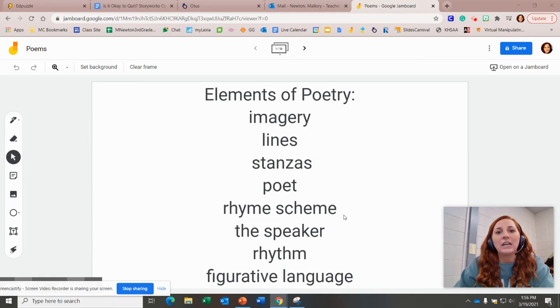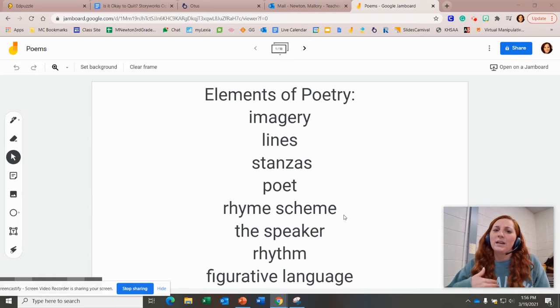Speaker. So the speaker is who's telling the poem. Sometimes it will start off as "I am a cat." Okay, so you know that the speaker is the cat, even though the cat obviously isn't the poet because cats can't write poems. Okay, you identify your speaker, and it is a cat.